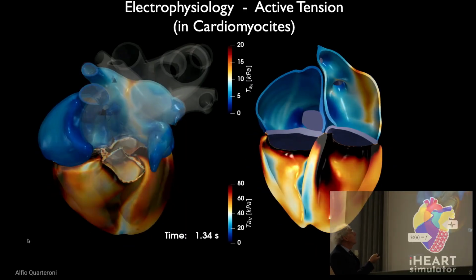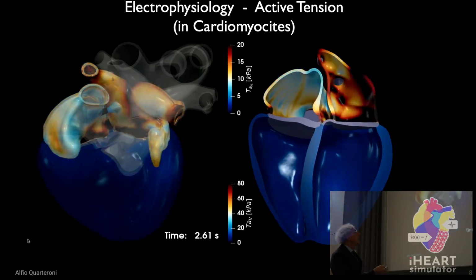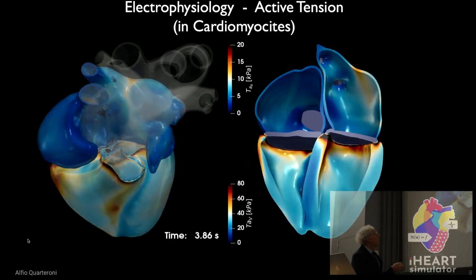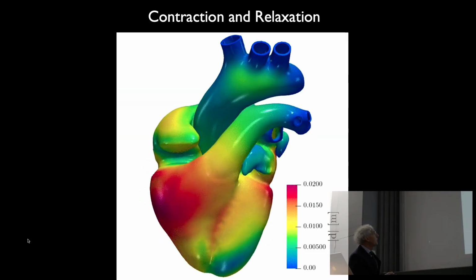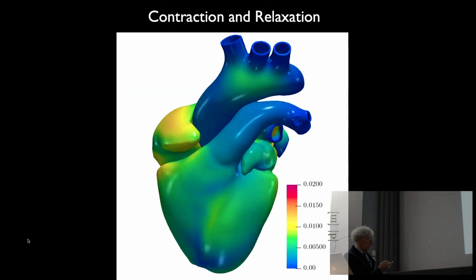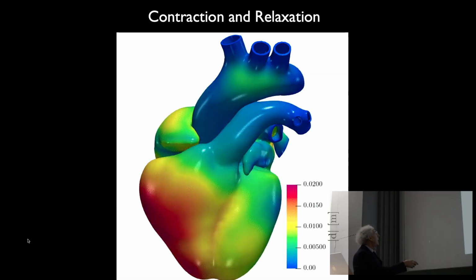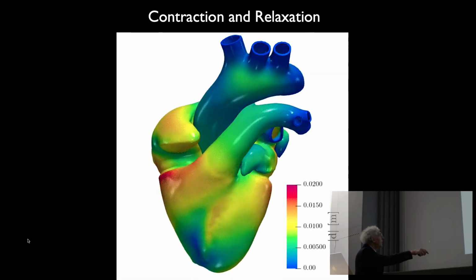This is the heart beating. What we are computing here, thanks to our model, are the forces, electrical forces, that are generated at every single cardiomyocyte, at every single cell. Now the scale is in kilopascal, right, for ventricles and for atria. Now you see the heart beating from the outside, right? So here is the right heart, right ventricle, the left ventricle.